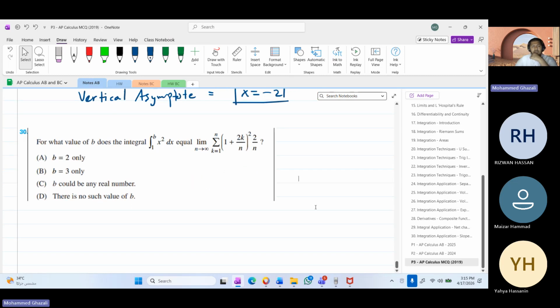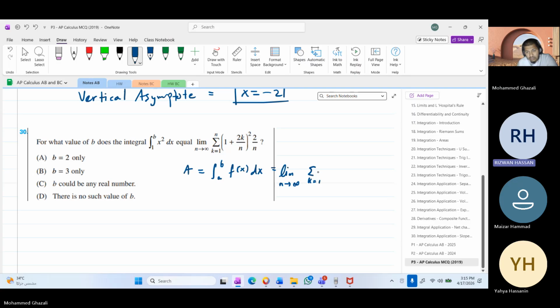Right, so the integral from 1 to b of x squared dx is equal to this. It looks like the integral is a Riemann sum itself. So what's the Riemann sum formula? Area equals the integral from a to b of f of x dx, which is equal to the limit as n approaches infinity of the sum from i equals 1 to n. They just changed the i into a k, but it's fine, let's use i.